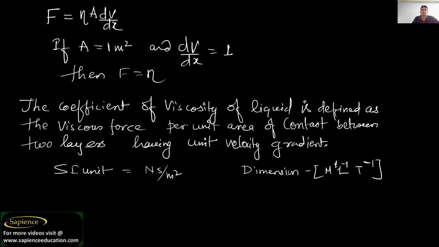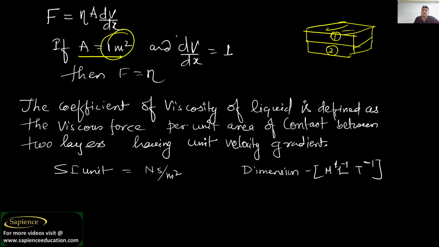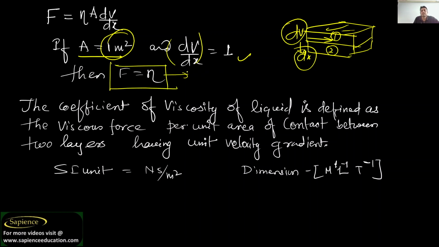Okay, now if the area of the layer is 1 meter square, suppose so many layers are there, one layer, two layers, three layers, four layers, and dv by dx, that is the velocity gradient, the change in velocity with respect to change in displacement, is equal to 1, then the viscous force is equal to the coefficient of viscosity.